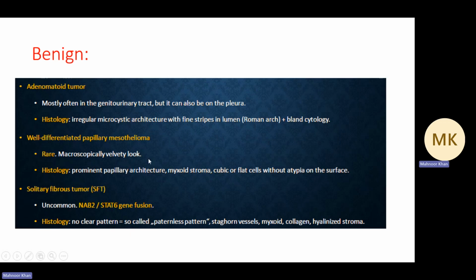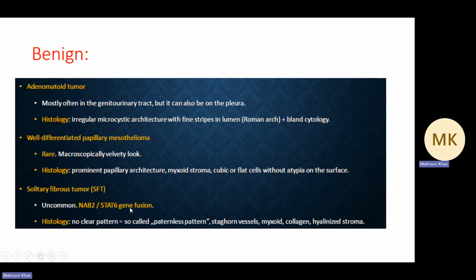a velvety look, sort of benign tumor. Again, in the name itself, you have the name papillary, so it will have a papillary structure histologically, maybe with some myxoid stroma and some cuboidal flat cells without atypia. Okay. What's important for you under the benign categories to speak about is the solitary fibrous tumor.